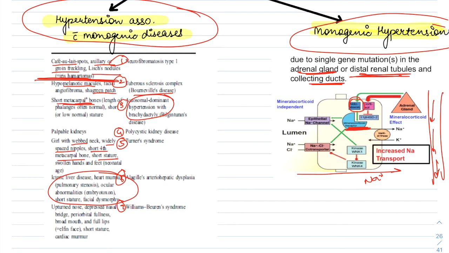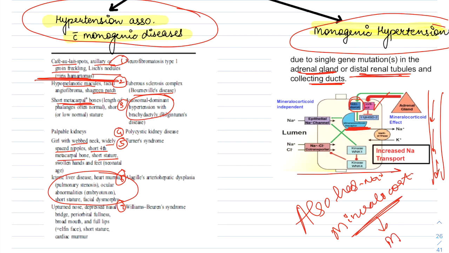Also, to point out here, there is another hormone, cortisol, that is produced in the adrenal cortex. This cortisol also has mineralocorticoid action, and it exerts this action through the activation of the mineralocorticoid receptor.